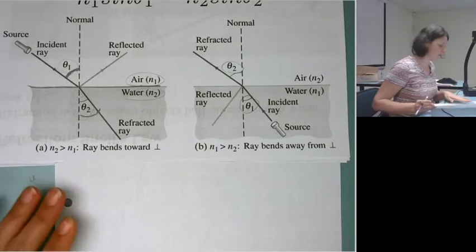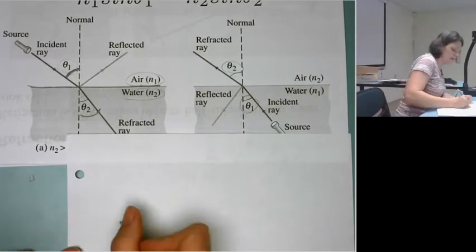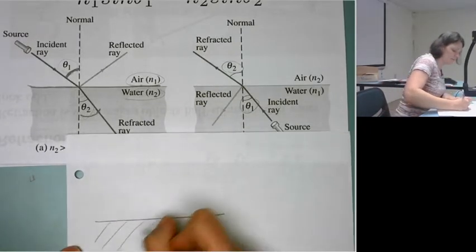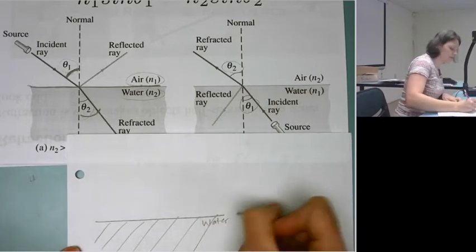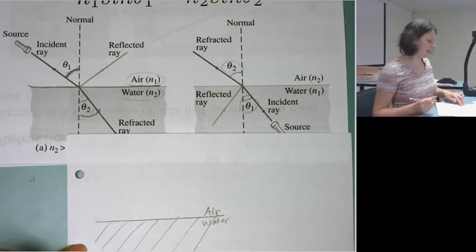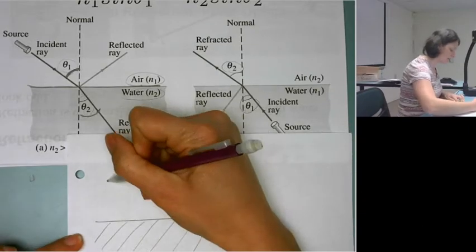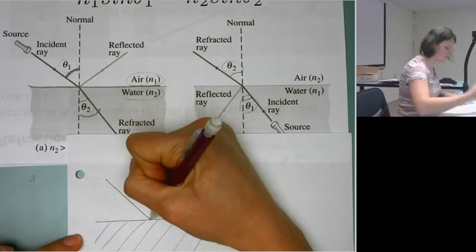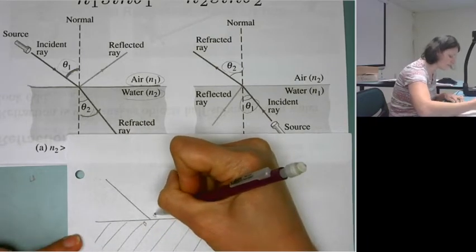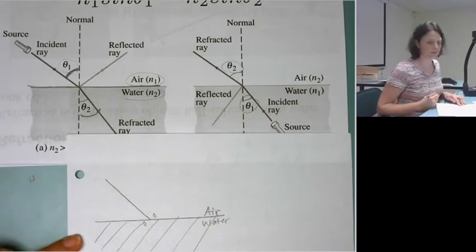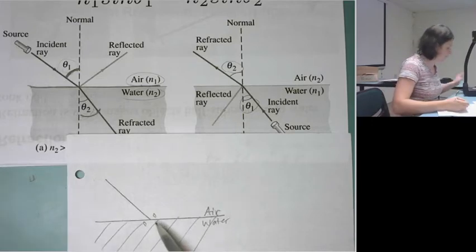A way that I remember this is by thinking about what happens as a lawnmower passes as you mow a lawn. So here's what I mean by that. So here is my water. Here's my air. And if I have a lawnmower traveling in the direction of this ray of light, then I can think about the lawnmower as having 4 wheels, but I'm only going to be interested in the front 2 wheels. So here's my front 2 wheels of my lawnmower.